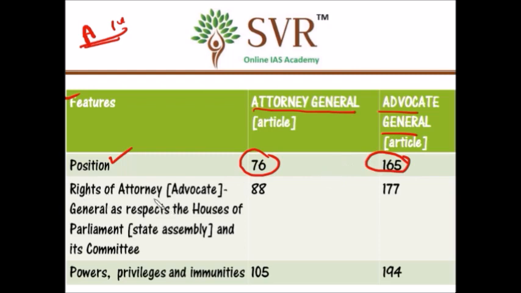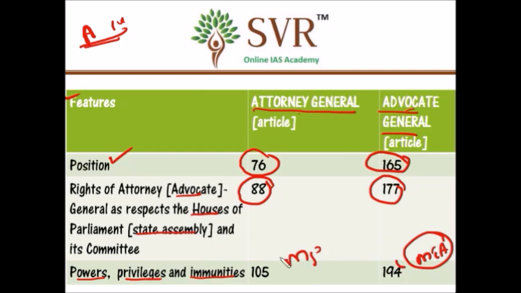Next, the rights of the Attorney General or Advocate General with respect to the House of Parliament or State Assembly. For the Attorney General, the article is 88, and for the Advocate General, the article is 177. Powers, privileges and immunities: here equal to MP, here equal to MLA, as we already discussed. Article 105 for the Attorney General and Article 194 for the Advocate General.